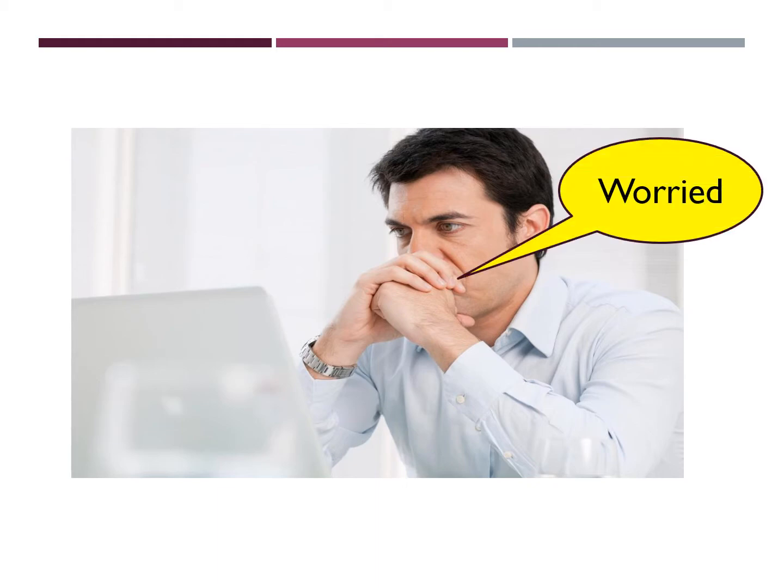Now there's a couple of things that you might have said. He could be worried or he could be concentrating. We can see that he's staring at a computer screen. He could be concentrating really hard or he could be worried. He's got his hands in front of his mouth, and that's also a sign of worry.